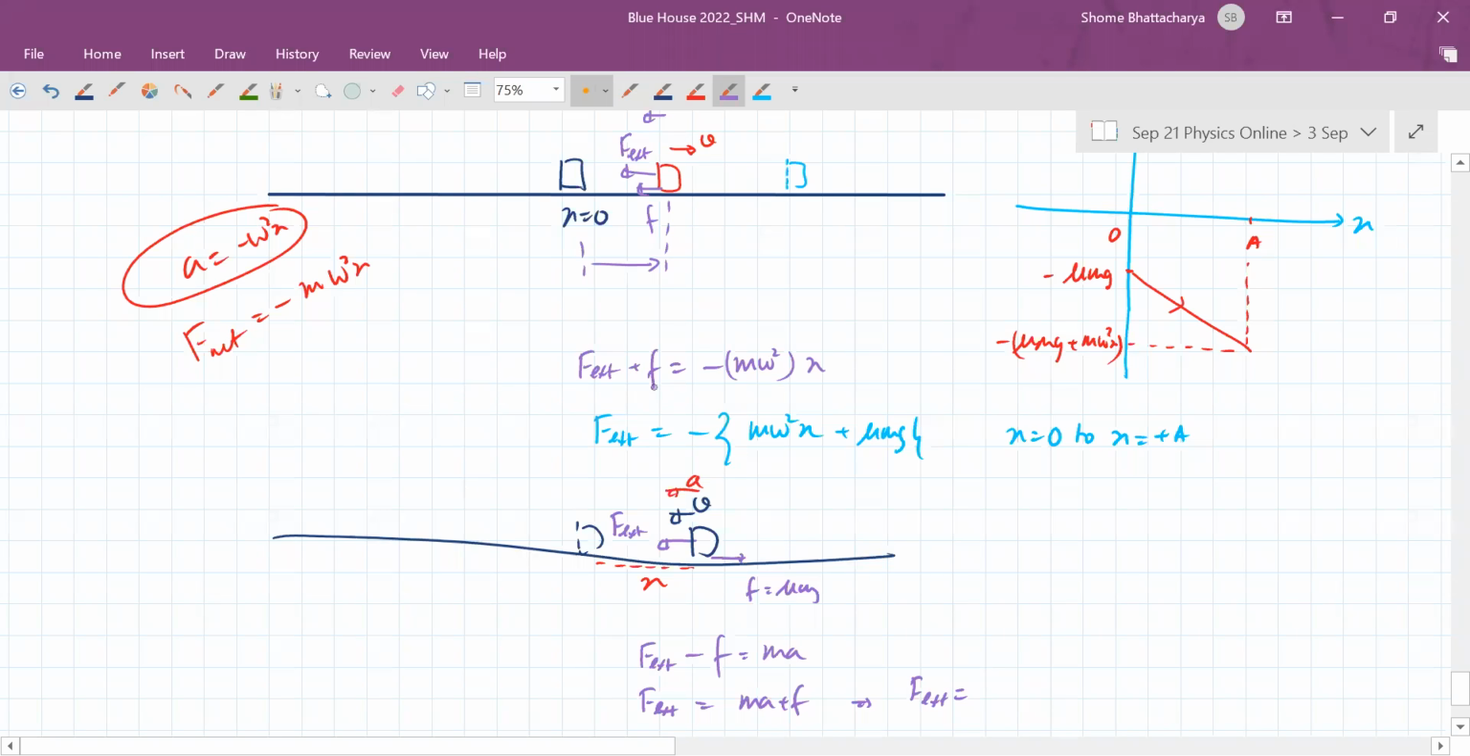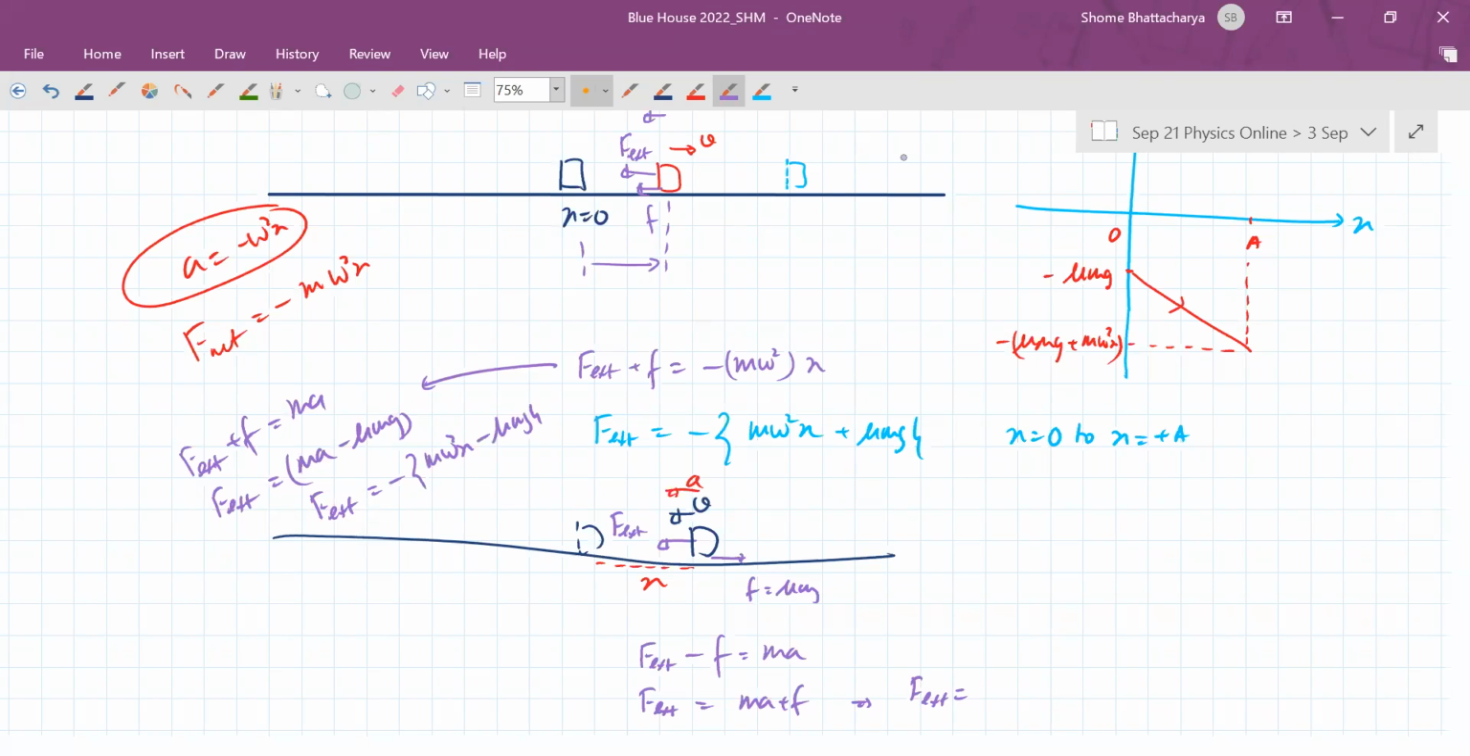No, then something is wrong over here. Wait, something is wrong over here. Let's write this as a magnitude equation first. So F external plus small f is equal to MA. So F external has to be MA minus mu mg, and the direction is negative. So it has to be minus of... wait, so this is wrong.